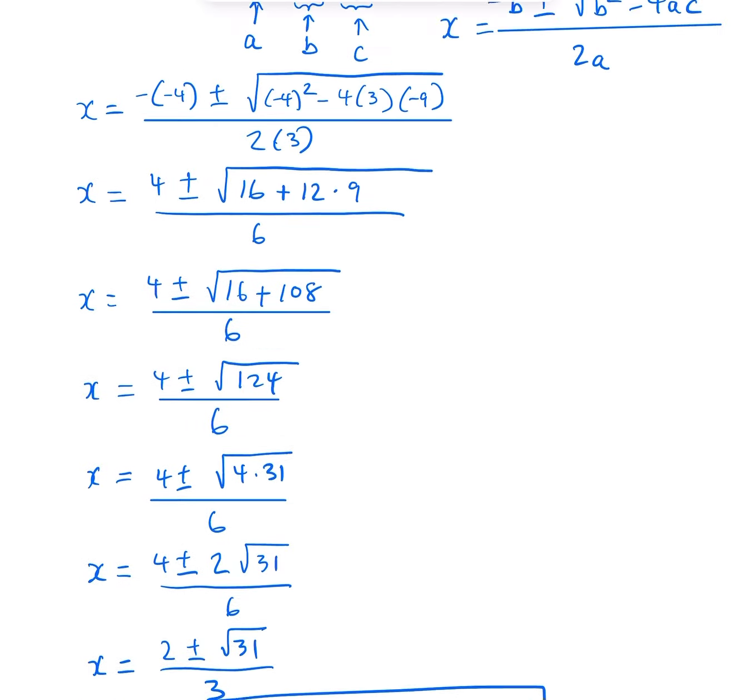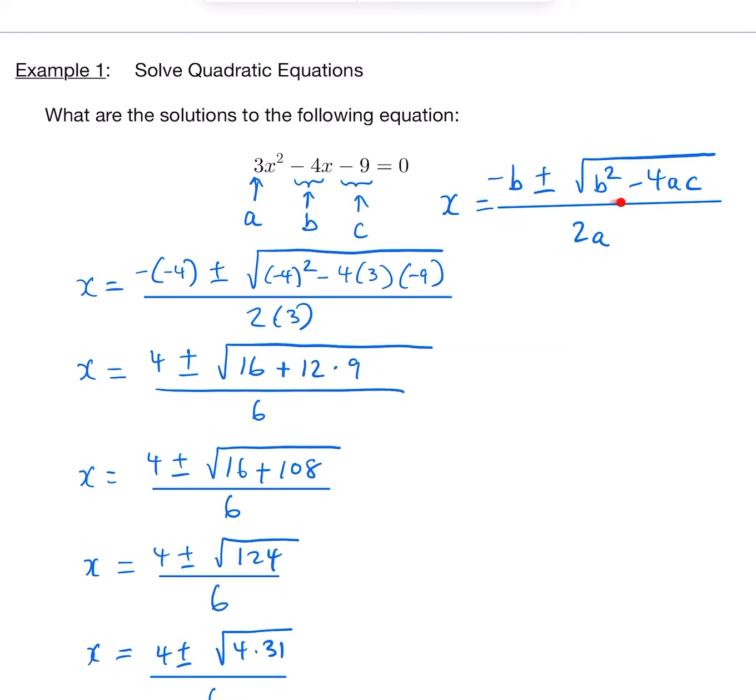Let's go back to the equation. The value inside this radical sign is called the radicand, and this radicand happens to be the discriminant. The discriminant represents b squared minus 4ac.